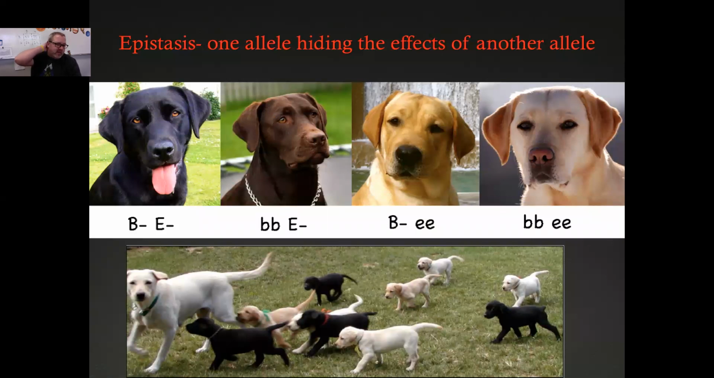Epistasis is the next condition we're going to talk about. It happens when one allele is hiding the effects of other alleles, and this is what brings about the different colors of Labrador retrievers. Some are black, some are brown, some are golden colored, and some are more white colored.